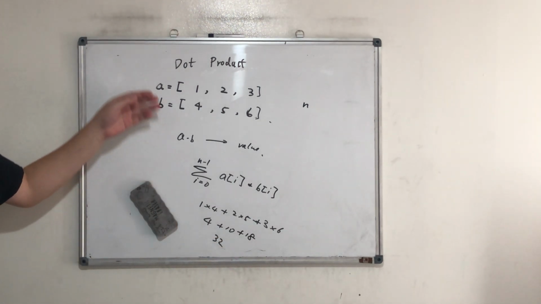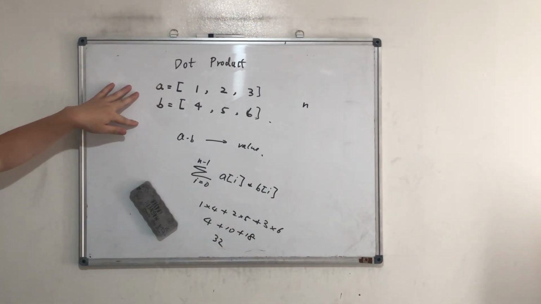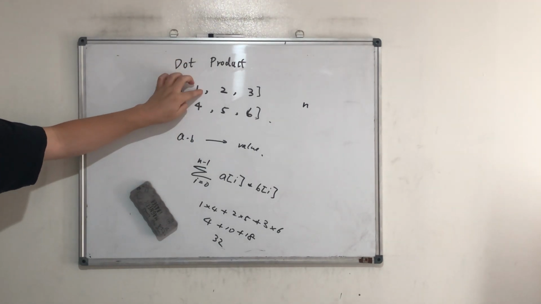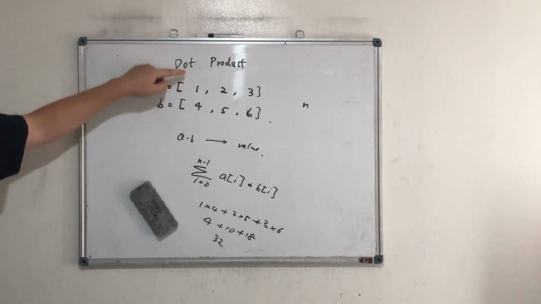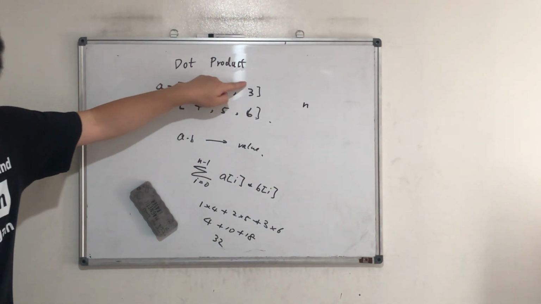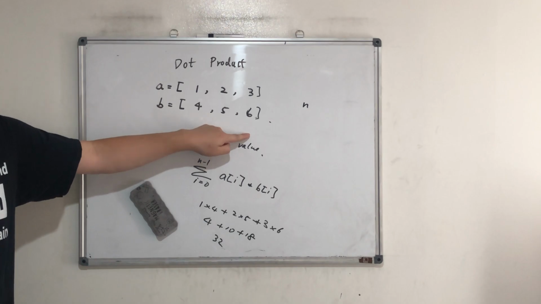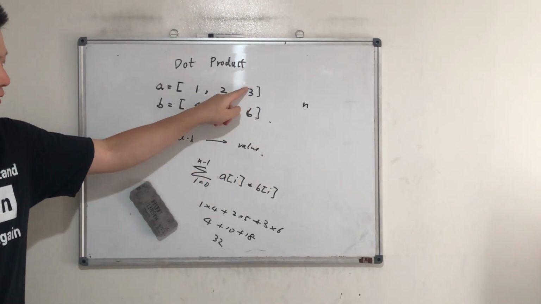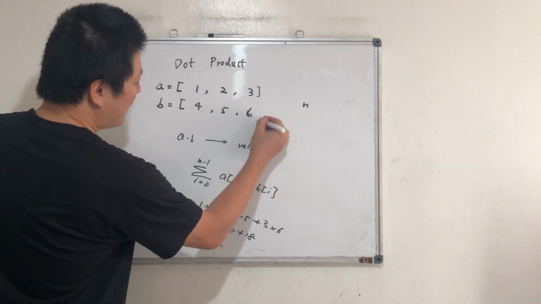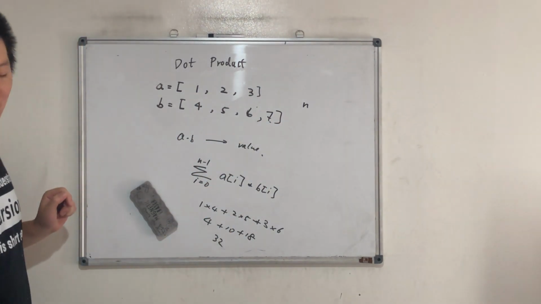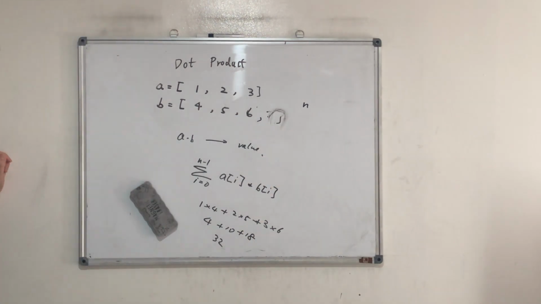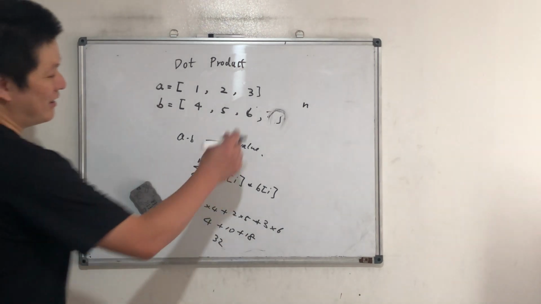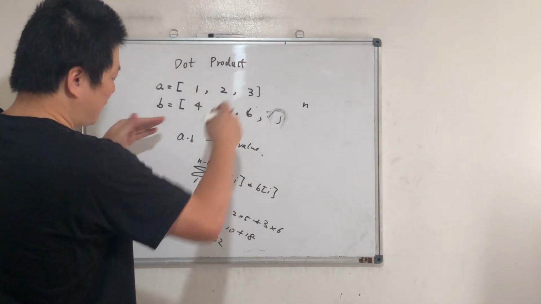So the dot product applies to two vectors of the same length, and all we have to do is sum up each corresponding pair: 1 and 4, 2 and 5, 3 and 6. If they don't have equal length, then we can't apply this. It only applies to the same length. Can we just do 7 plus nothing? No. It has to be the same length for the two.